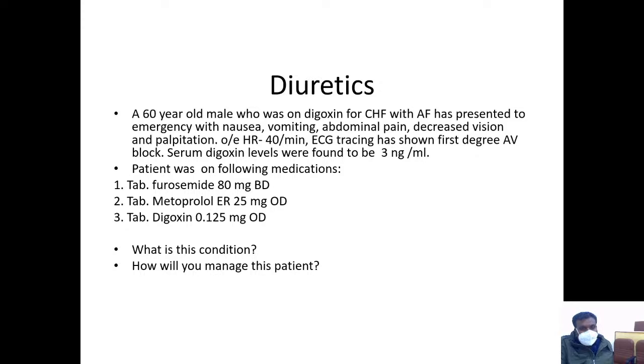So this nausea, vomiting, abdominal pain, decreased vision, where the patient will be having yellow vision, xanthopsia, are all extracardiac toxic symptoms of digoxin. And palpitations, arrhythmias, this first degree AV block, all these are cardiac symptoms of digoxin. Digoxin can be used for treatment of arrhythmia, but in toxic doses it itself provokes arrhythmia.